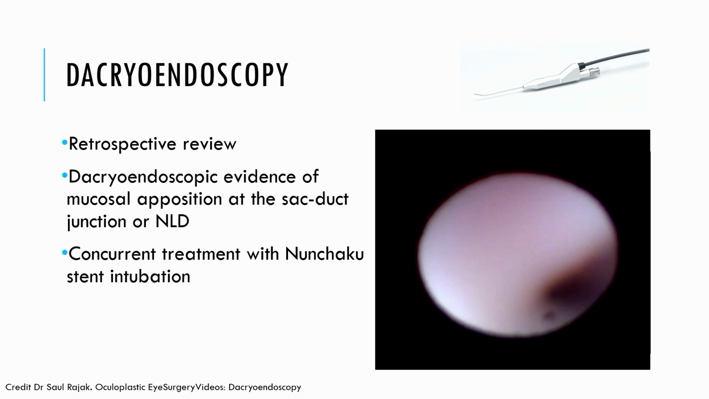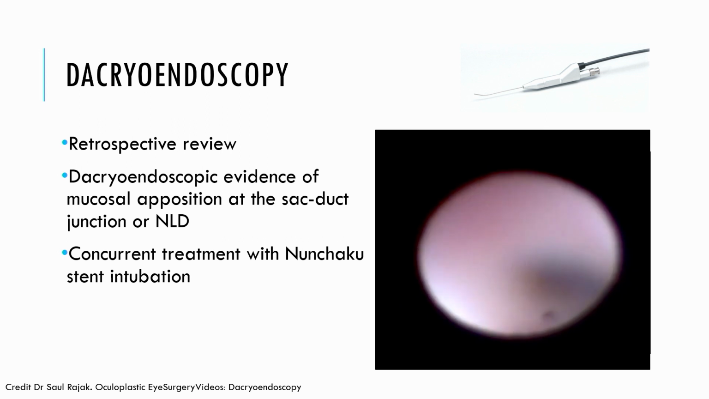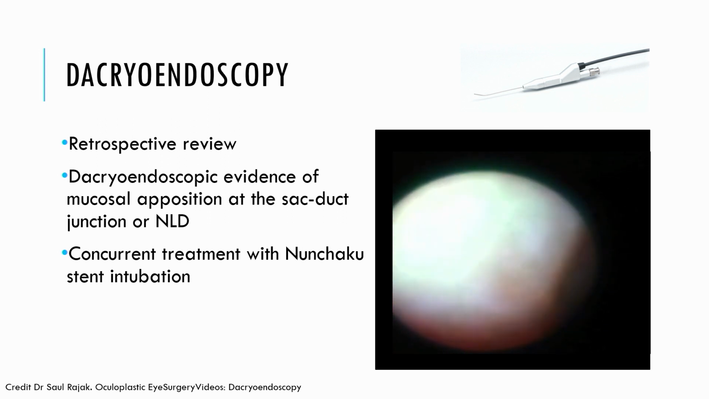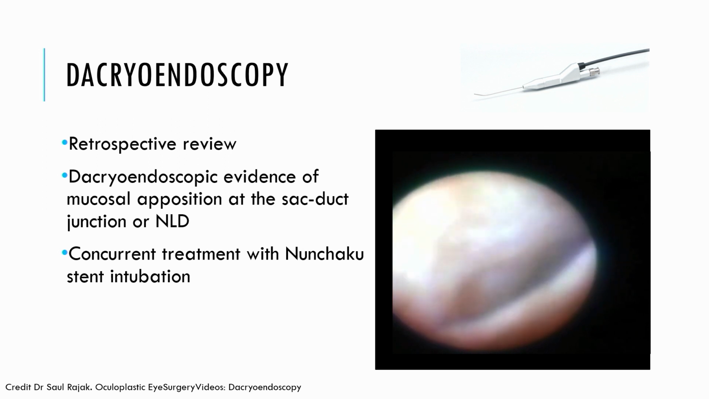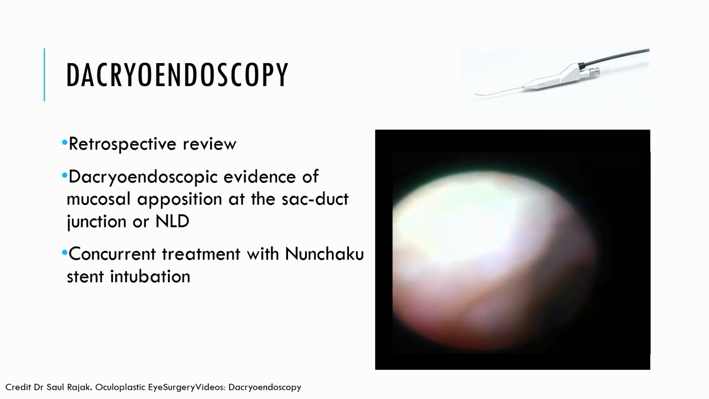And here I'll demonstrate a dacroendoscopy of what it should look like in a normal lacrimal system. So we're within the canaliculus here. We can identify that with the white mucosa and the central circular lumen. And we're here now in the lacrimal sac, identified by the more pink mucosa. And now we've arrived at the sac duct junction. And we can see that that's nicely patent. It's got an ovoid shape to it.